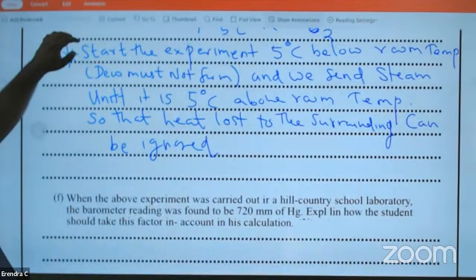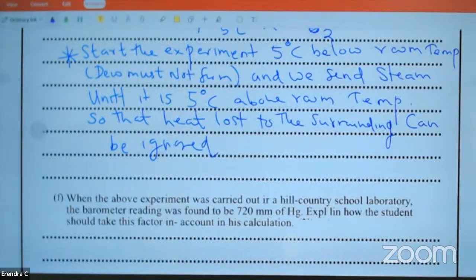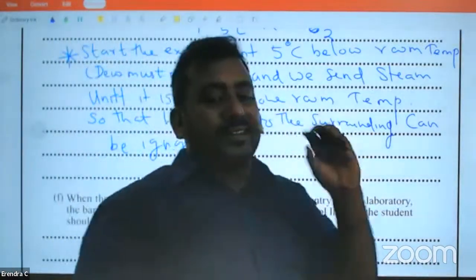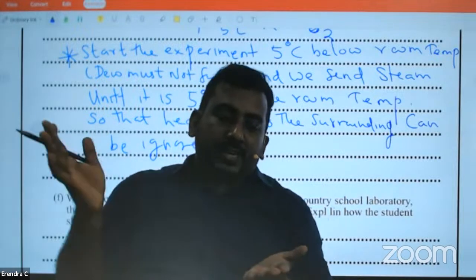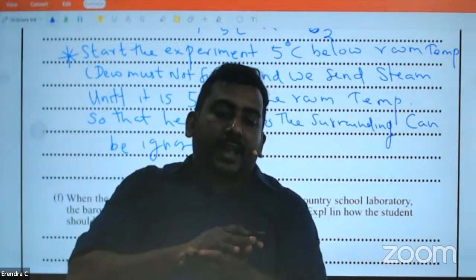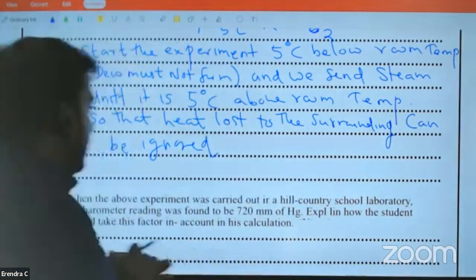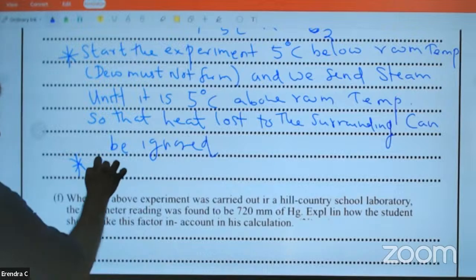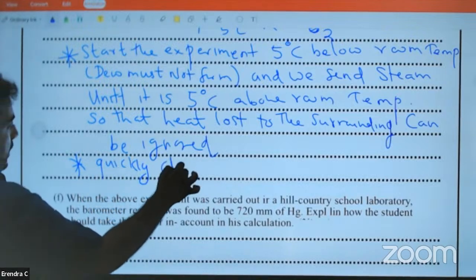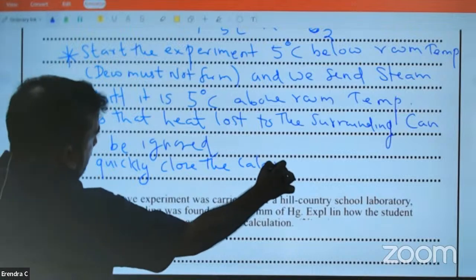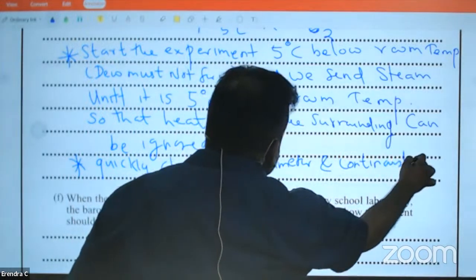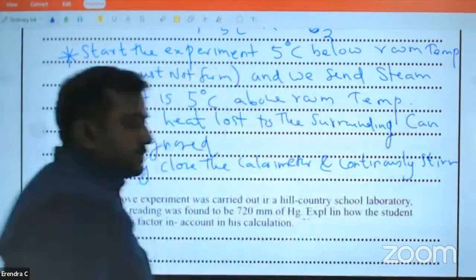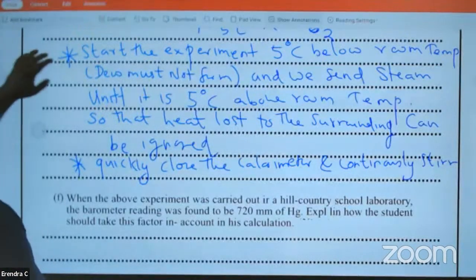What's the next one? Remember, we must make sure there is no heat loss when you mix the steam. So when you mix it, quickly close the calorimeter lid and stir continuously. Right. What else? If you look at this, there is a very important thing happening here.